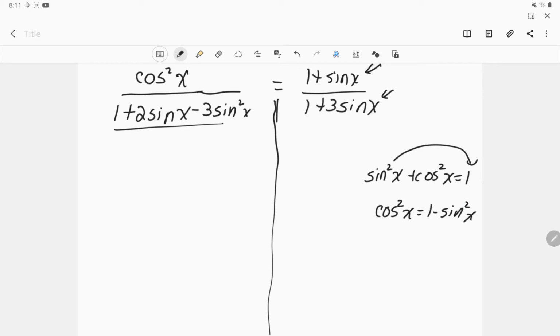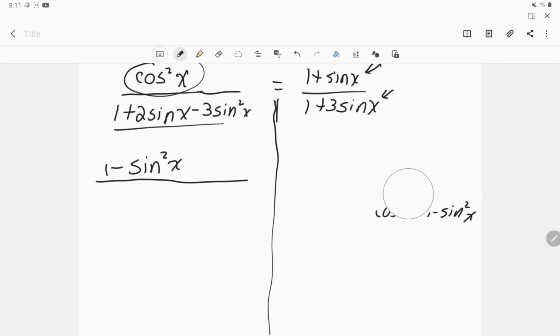And if that's true, then on the top, I can replace cos squared with 1 minus sine squared. Now on the bottom, I have 1 plus 2 sine x minus 3 sine squared x. That looks like a trinomial to me. So let me forget, I find it hard to factor something when there's sines and coses in the way. So let me just write that as 1 plus 2x minus 3x squared. So I just took the signs out of there so that I don't have to look at those.